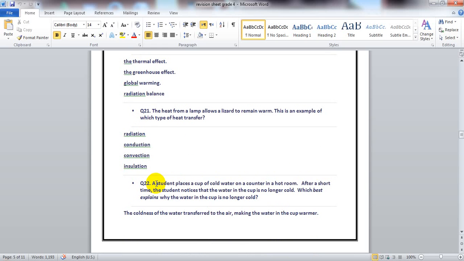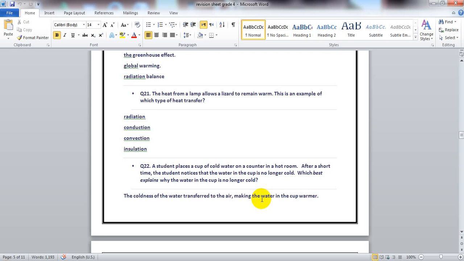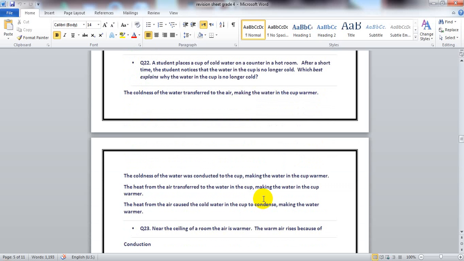Question number 22. A student places a cup of cold water on a counter in a hot room. After a short time, the student notices that the water in the cup is no longer cold. Which best explains why the water in the cup is no longer cold? Because, yes, the heat from the air transferred to the water in the cup, making the water in the cup warmer.